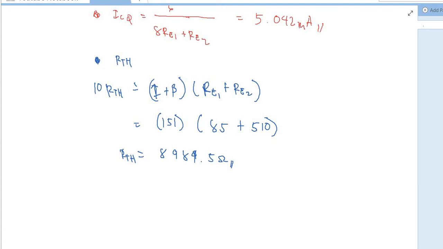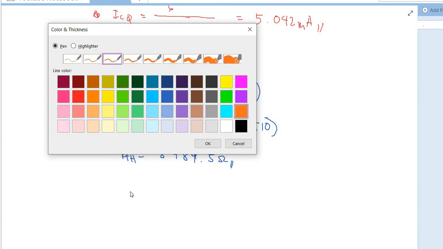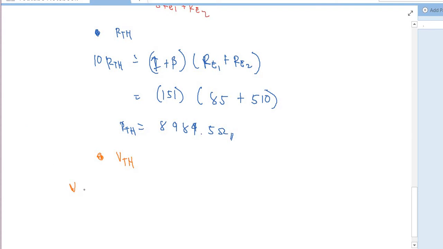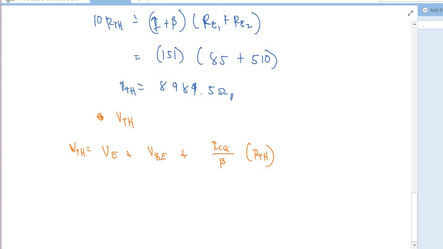Okay. So we're nearly done. We're just going to find the VTH. After finding the VTH, it's super easy to find R1 and then R2. So in this case, the formula for VTH would be VTH is equal to VE, and you know that this is 3, plus VBE. In this case, I'm going to make it 0.7, plus ICQ, and then beta, and then the RTH. It's 0.7 because of this diode part. But if you wanted to be more specific, you could look into your data sheet.